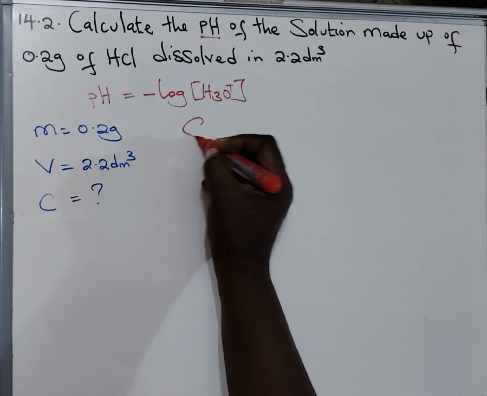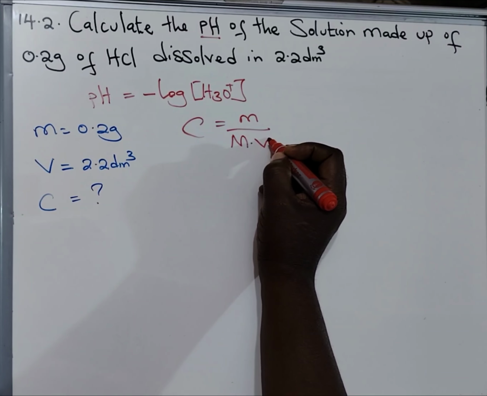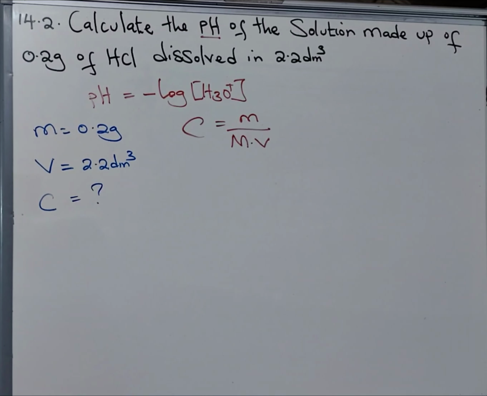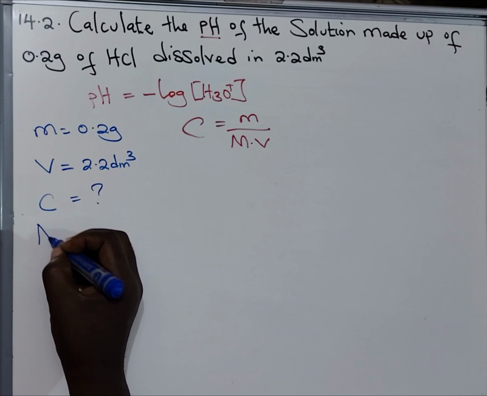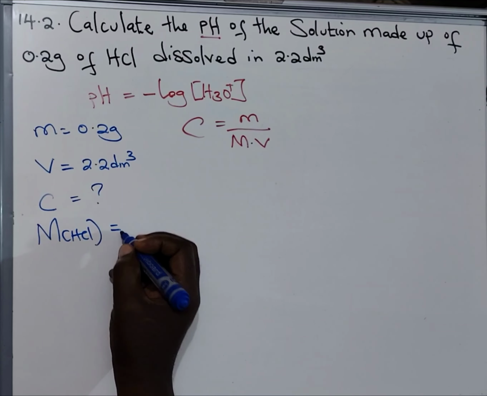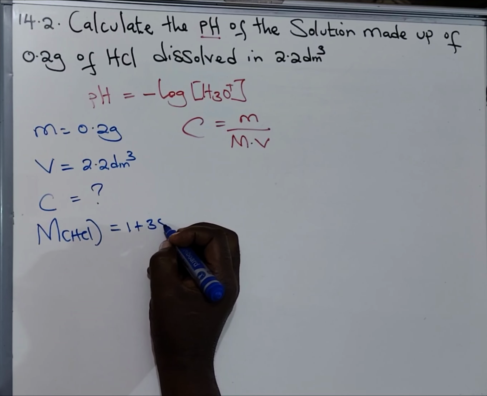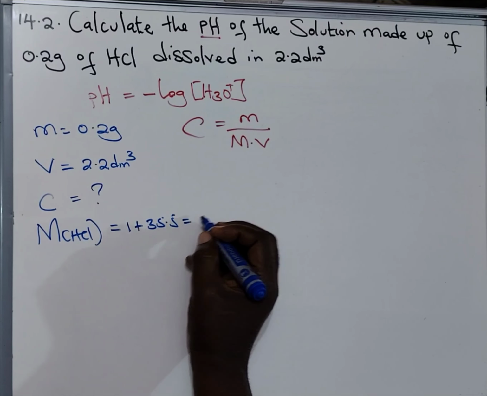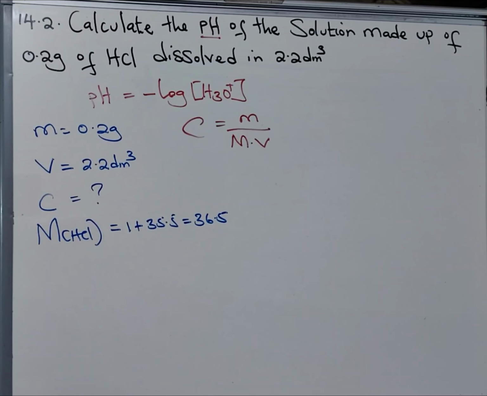The formula says C is equal to mass over molar mass times volume. Now the formula shows you that you are missing molar mass. Molar mass of what? Of hydrochloric acid, or hydrogen chloride. So you say molar mass of HCl, where H is 1 and Cl is 35.5, giving you 36.5.